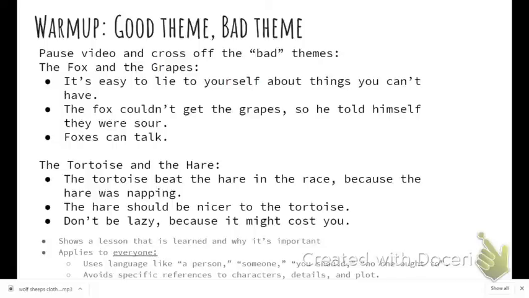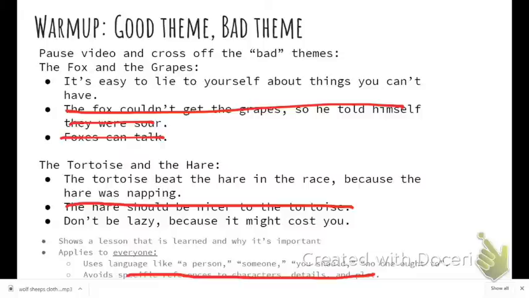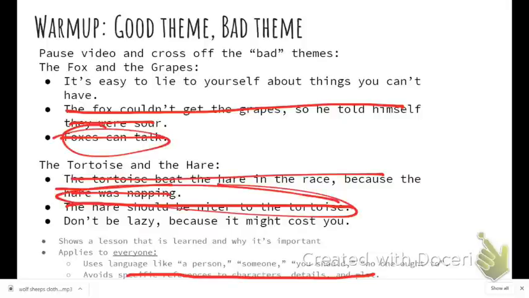Okay, hopefully you have, by this point, started to figure out what my bad themes look like. They might look like a summary of the story, the important events. They might look like nonsense, or they might look like something that's a little bit too detailed, like the hare should be nicer to the tortoise. That's a good message for the hare, but again, we want to make sure that it is something for everyone. It avoids specific references to the story, okay? So these are the ones you should have crossed off. They were summaries or nonsense or too specific to the story.